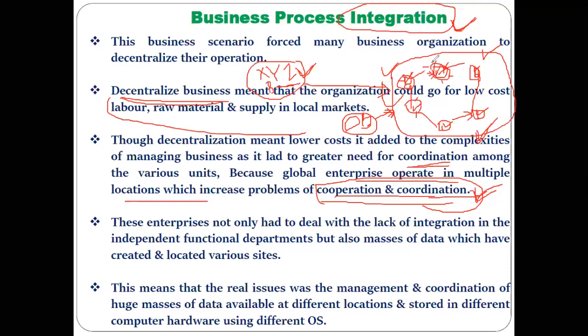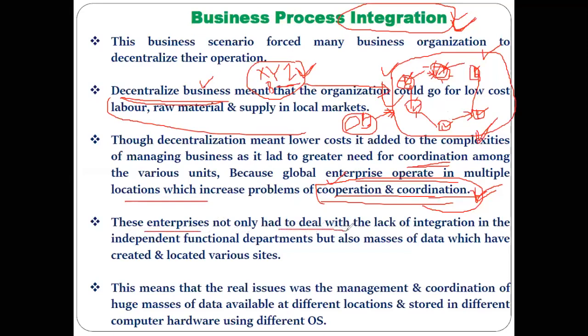Yes sir, understood. So if the company or the businesses want to utilize the decentralized business model, as we have discussed, there are a lot of advantages of that. But one of the main disadvantages was the cooperation and the coordination. And in order to handle these, the solution is nothing but what? Integration of different business units together. Understood. So as we have discussed the problem with the different enterprises and the business is what?